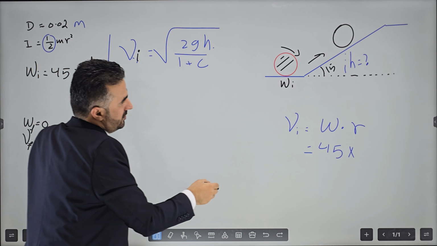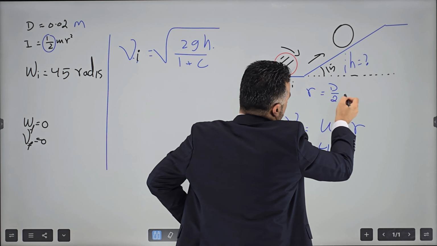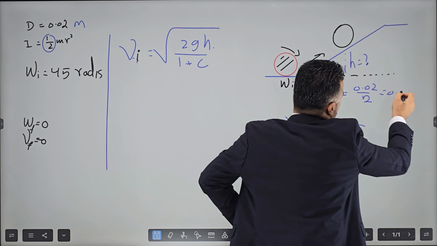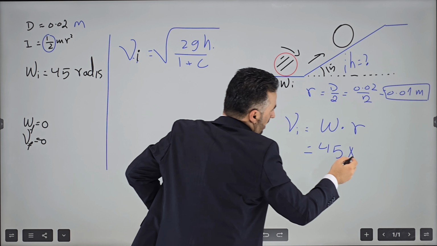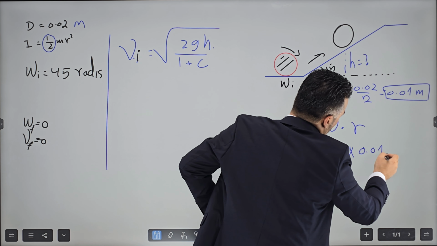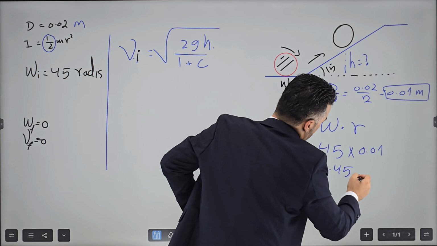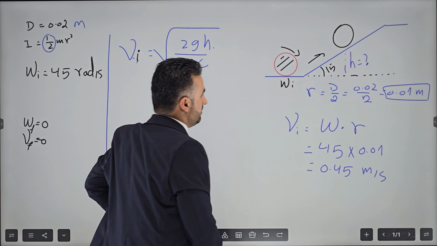Let's not forget this one here. So the radius is equal to diameter divided by 2. That is 0.02 divided by 2. It's going to be 0.01 meter. That is the radius here. So now just multiply by this, 0.01 meter. So the answer is going to be 0.45 meter per second, and that's it.